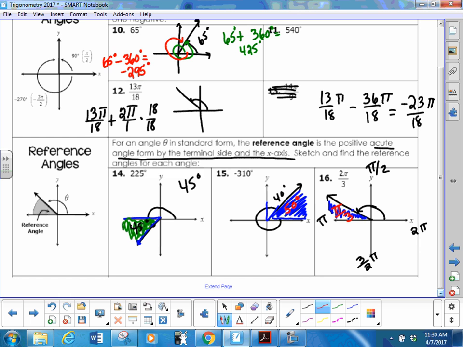Make sure that you can tell where your terminal sides end up at, what quadrant. For instance, on 14, we ended up in the third quadrant. In 15, we ended up in the first quadrant, and in 16, we ended up in the second. So, please finish those ones that I said that I was going to leave for you to do.